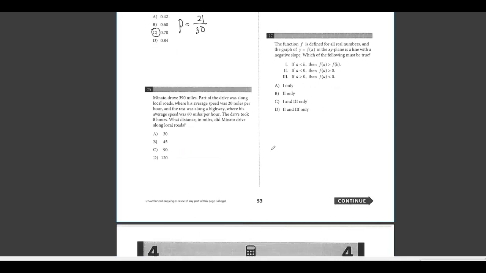Okay, Minato drove 390 miles. Part of the drive was local, from here to here, and the other part was highway. Local speed is 24 miles per hour. Highway is faster, 60 miles per hour. Altogether it takes 8 hours.